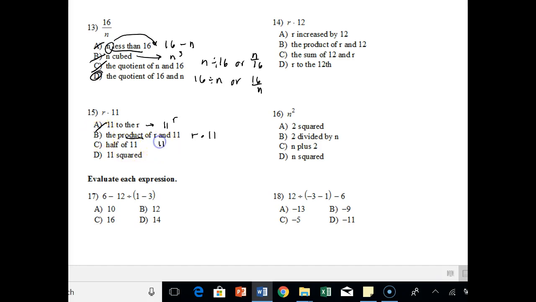Half of 11, that'd be like 11 over 2, or 0.5 times 11. Those mean the same thing, but that's not what we have. 11 squared, that would be 11 to the 2. So no, that's not it. So B is our answer.